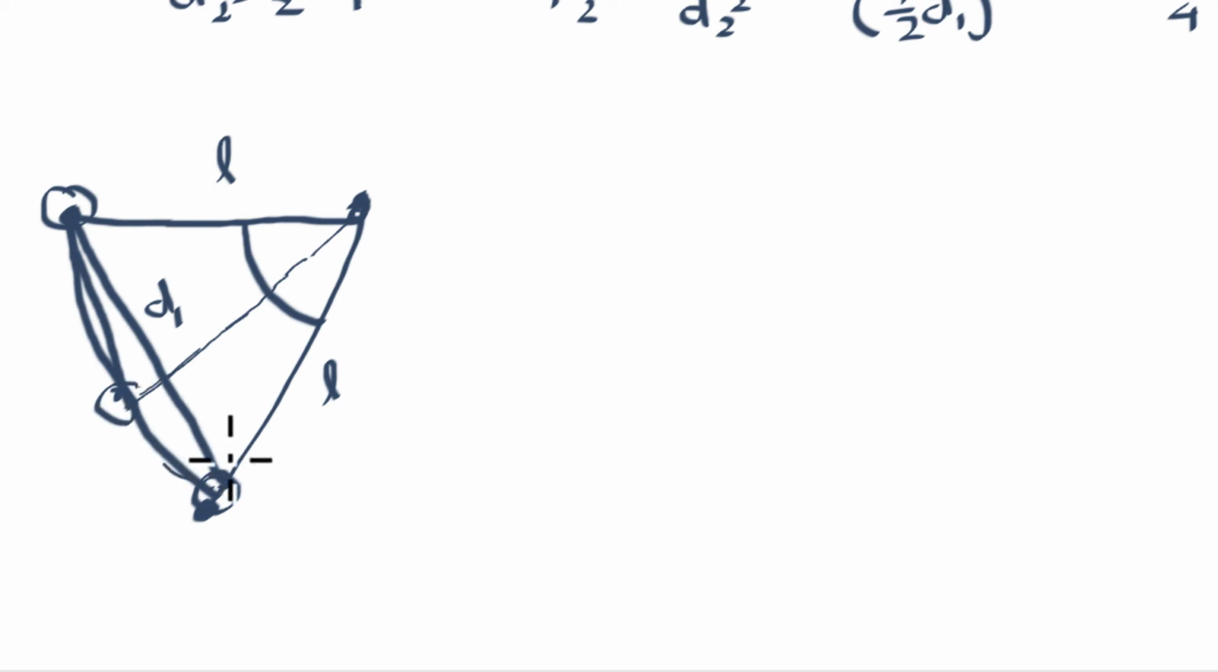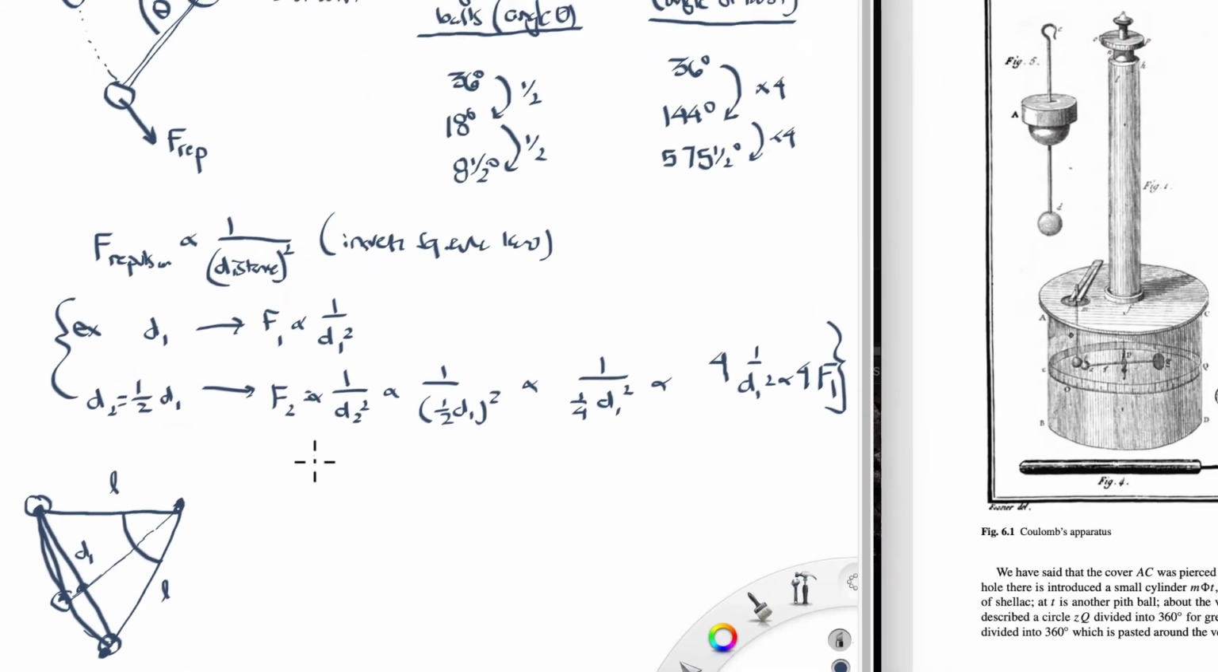In fact, it's a little bit more than half of the original distance. You can probably see that from this diagram. Half the distance would be from here to here, but now it's from here to here, which is a hypotenuse right there. It's a little bit more than half the distance.